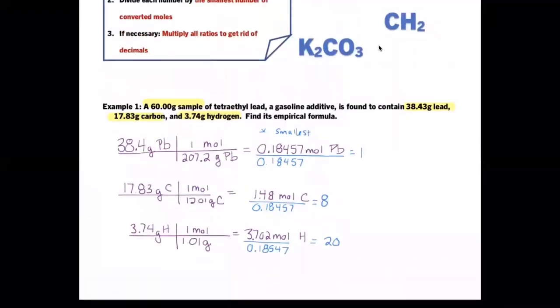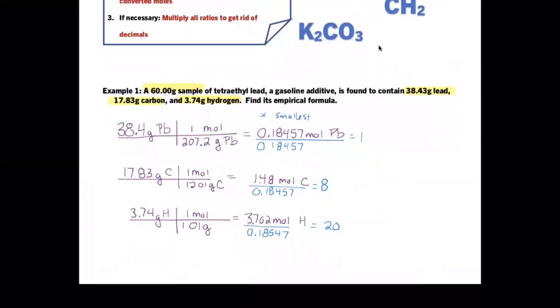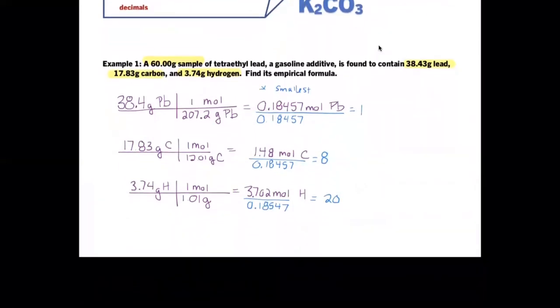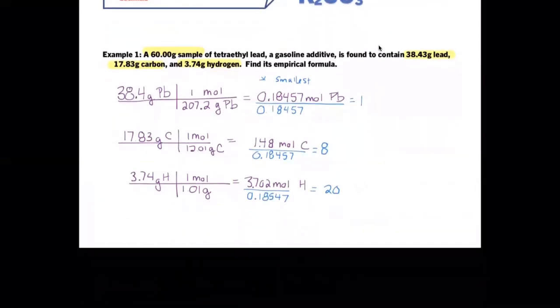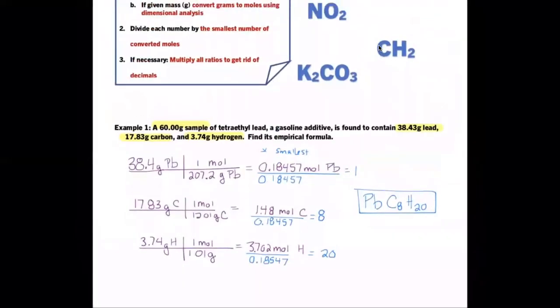Now, looking back at the rules, it says if necessary, multiply all ratios to get rid of decimals. All of these rounded pretty easily to a whole number, so we don't need to use that step. So our empirical formula here would be lead with a 1 subscript, which I will not write, C8 and H20. And that is just based on mass and the ratio that they have. So we're going to go try some other problems on the next page here.